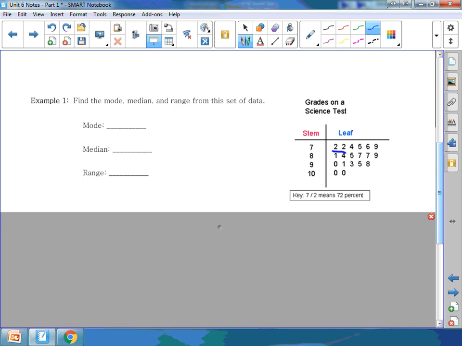Yeah, look at the two 2s, which means 72. The two 7s, which mean 87, and the two zeros here represent 100. So our 3 modes would be 72, 87, and 100. All the other ones only appear one time, so they would not be considered that.